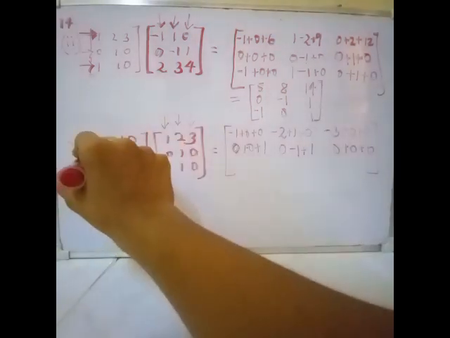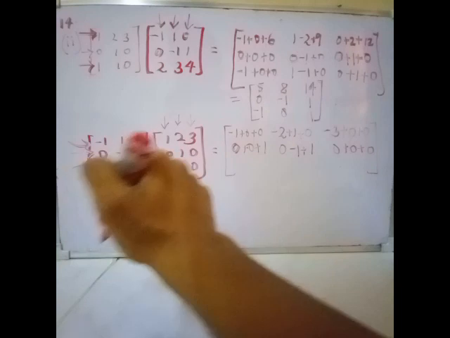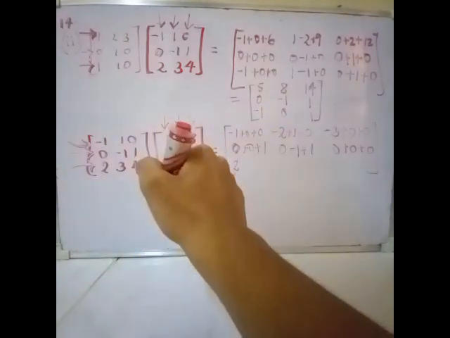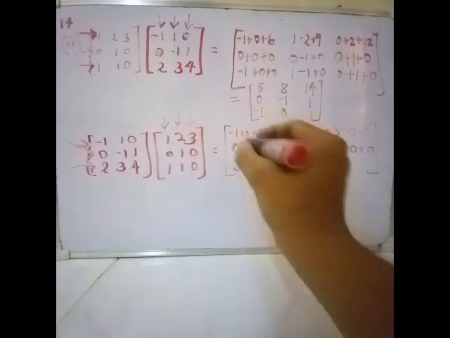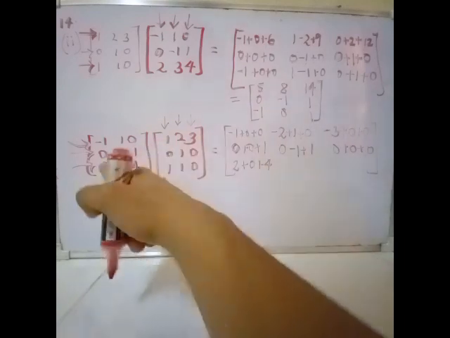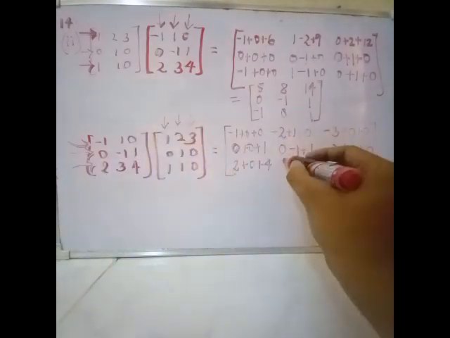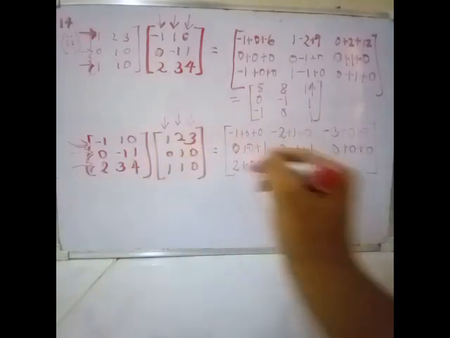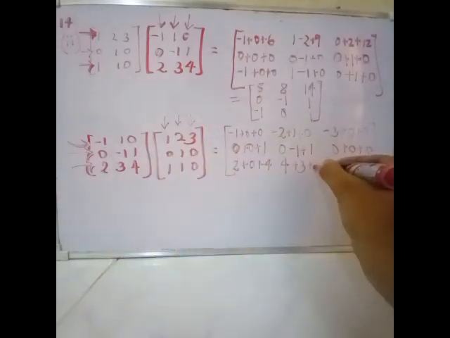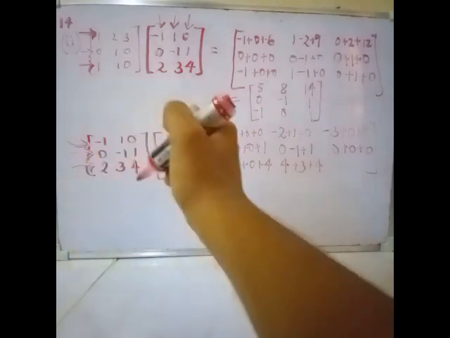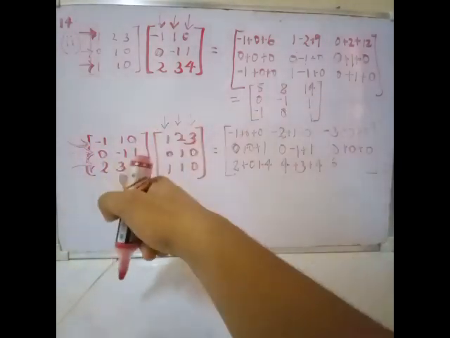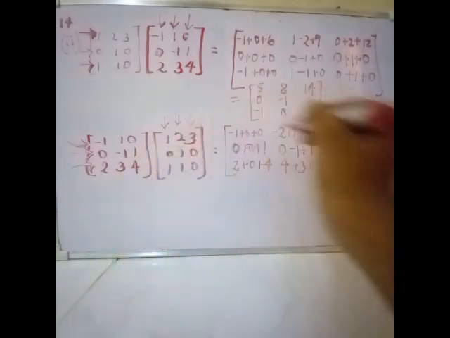Now third row with each column, 2 times 1 is 2, 3 times 0 would be 0, and 4 times 1 would be 4. Now 2 times 2 would be 4, and 3 ones are 3, and 4 ones are 4. Now going to the third and third, 2 times 3 would be 6, and this with 0 would be 0, and 4 with 0 would be 0.